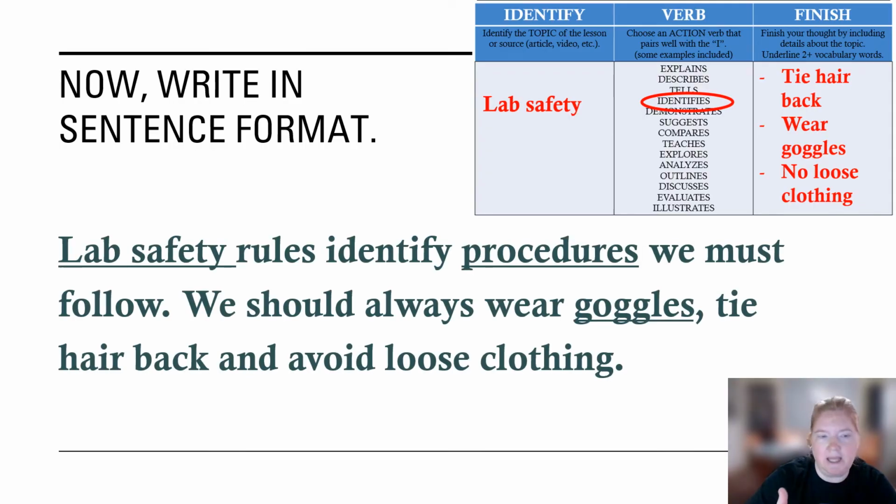So I have lab safety rules identify procedures we must follow. We should always wear goggles, tie hair back, and avoid loose clothing. Notice I split this into 2 sentences, which in this case makes more sense for me writing it anyway. So an IVF does not have to be one single sentence. It can be multiple sentences, but it should be a short summary. Should not be writing a paragraph. Okay, and then you could see I underlined the important vocabulary tying back to the question and the content.